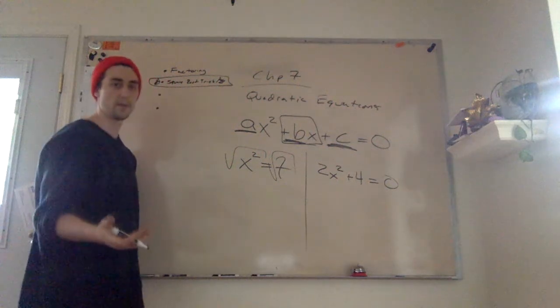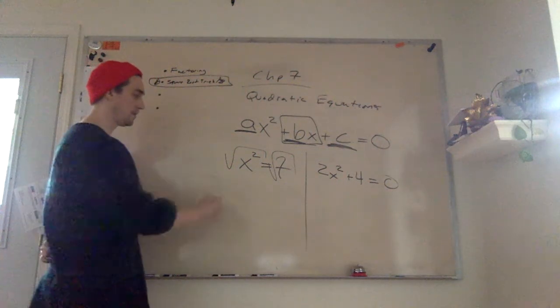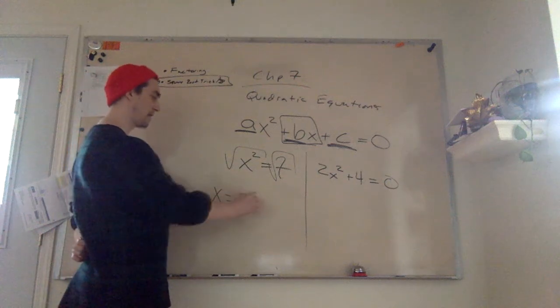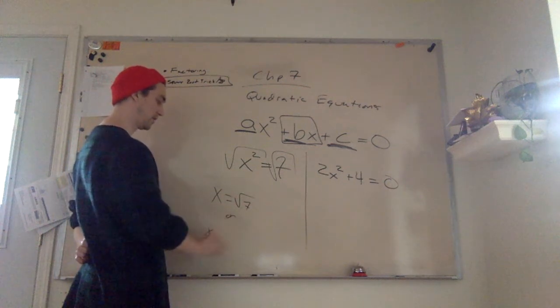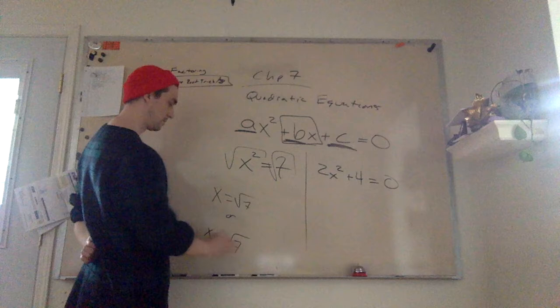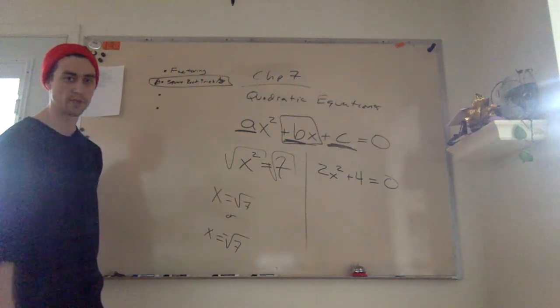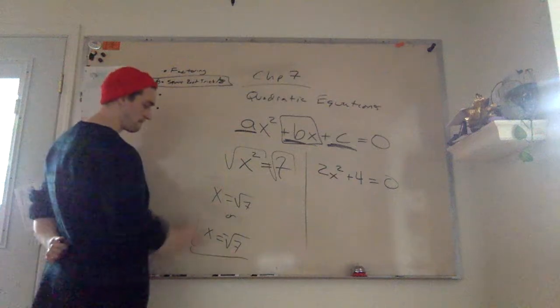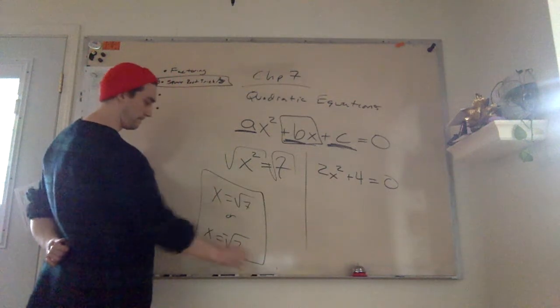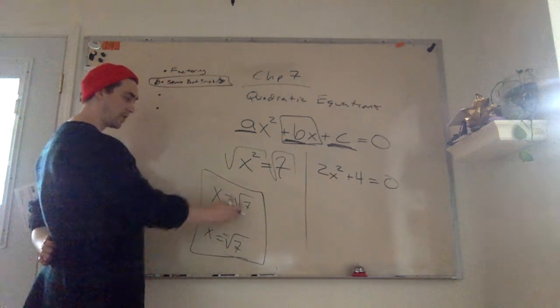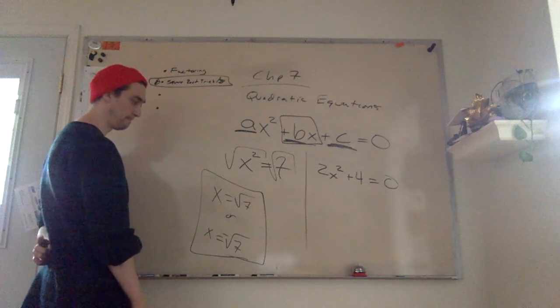It's on you to remember that when you do that, you have to account for both the positive and the negative versions of your resulting, of the other side. So it's either the square root of 7 or the negative square root of 7.